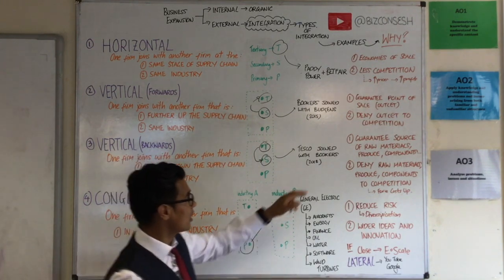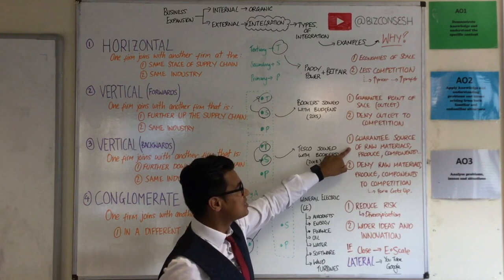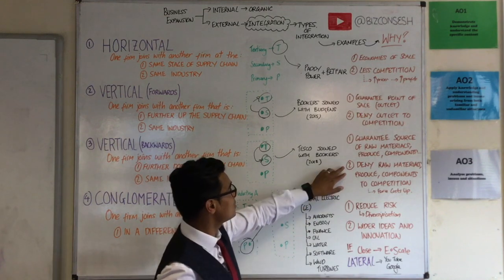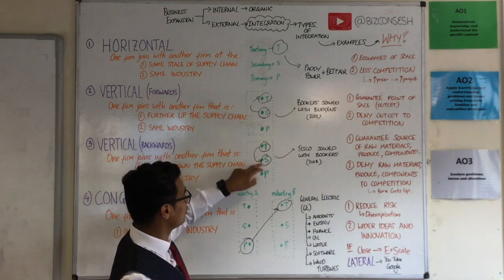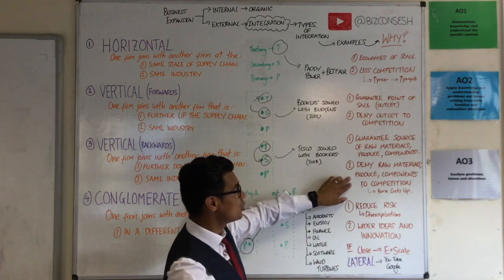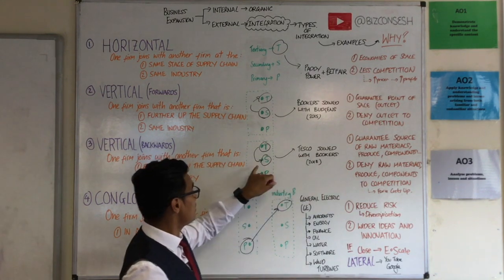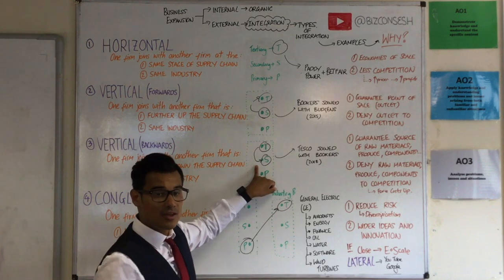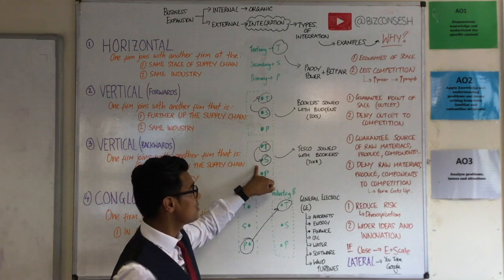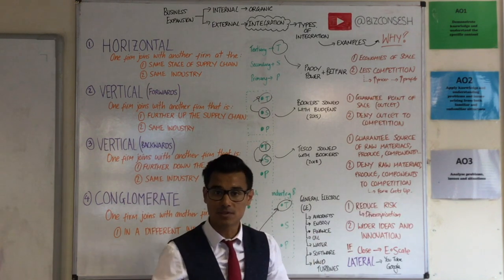Why did Tesco's do that? Well, one, they wanted to guarantee a source of raw materials, produce, or components. And number two, if Tesco's buys Booker's, then they're denying the raw materials, produce, components to the competition. So now, for example, Sainsbury's won't be allowed to use Booker's because Tesco's will block that from happening. So it could force up the costs of your competition.